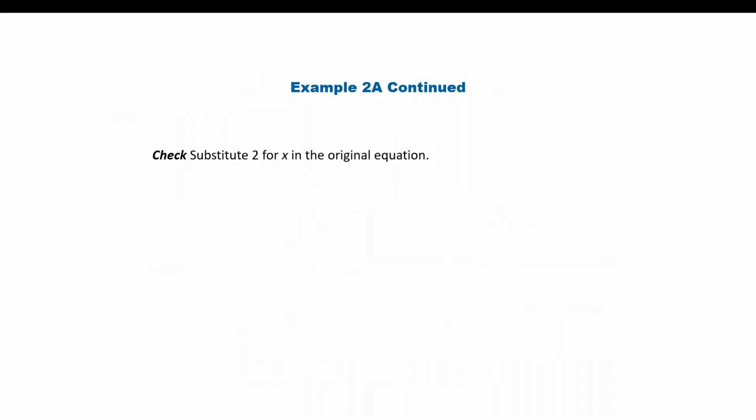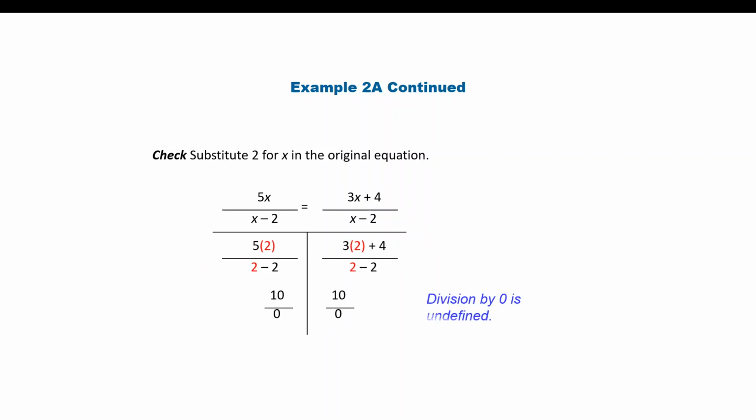All right, and you can always check on this to make sure. So when you go back in and put 2 into each of them, you see that it ends up being 10 over 0, and division by 0 is known as being undefined.